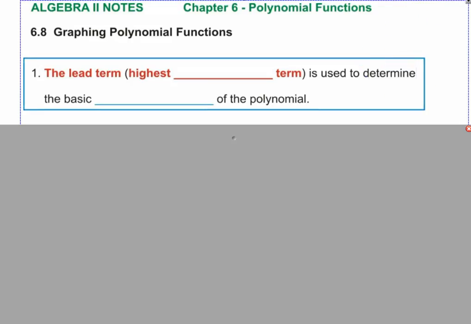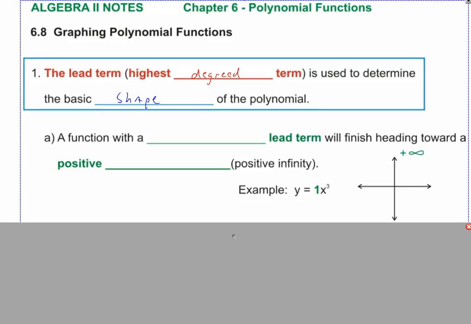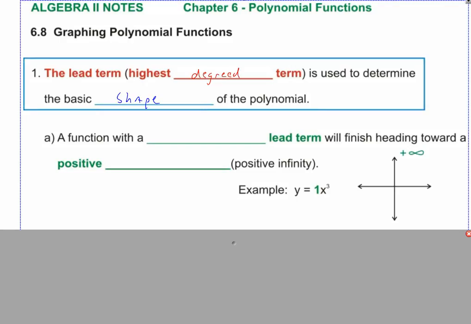Number one, the lead term, and that's the highest degree term, is used to determine the basic shape of the polynomial. So we'll be able to figure out the basic shape of the polynomial, or at least some tendencies of the polynomial, by understanding the lead term. All right, so a couple examples here to get us going.